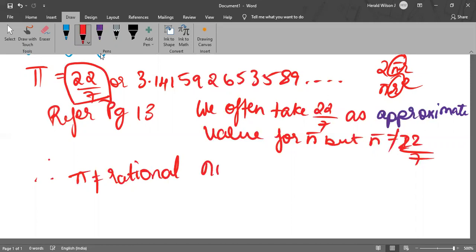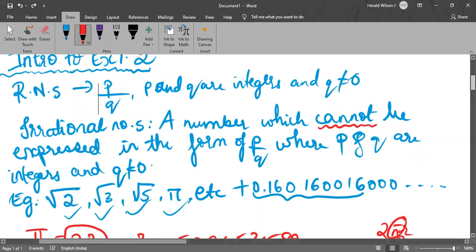Clear? See, if you look at the decimal expansion, this is non-terminating, non-recurring. Now that is again going to confuse you a little bit. So I will explain this decimal expansion when we come to the introduction of exercise 1.3. That time again I will explain the pi thing, and I'm sure you will understand this. Just for clarification sake, I did this, but we will talk about this in the next session. Okay, so now let us move on to the next part.